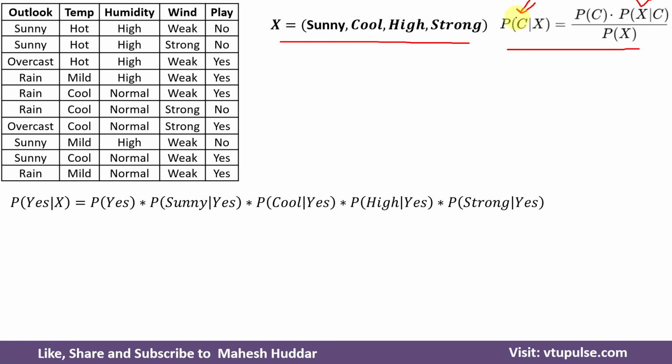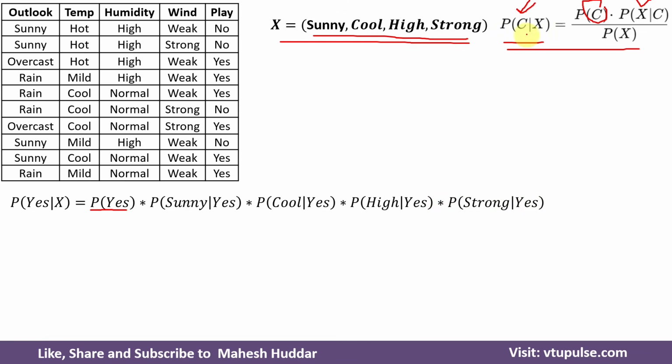So first I will replace C by yes. Once we replace C by yes, this equation will be probability of yes given X, which is equal to probability of yes, multiplied with, here we need to replace X by all these attribute values, that is sunny, cool, high and strong. The equation will look like this: probability of yes multiplied with probability of sunny given yes multiplied with probability of cool given yes multiplied with probability of high given yes multiplied with probability of strong given yes.